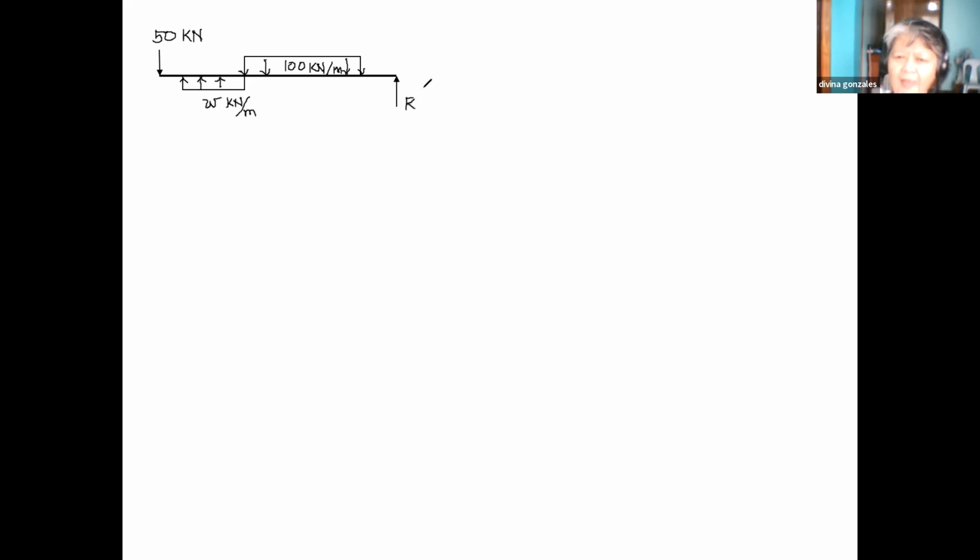Tapos lagyan ko na lang ng mga lengths. Let's say this is 2 meters. This is 3 meters. This is 6 meters. Ilan na yan? 11. And then 3 meters. So let's say this is our load diagram. We call it our load diagram. Kasi it is the representative ng ating load on the beam. Okay, the total length of the beam is 2 plus 3, 5 plus 9, 14 meters. The total length is 14 meters.